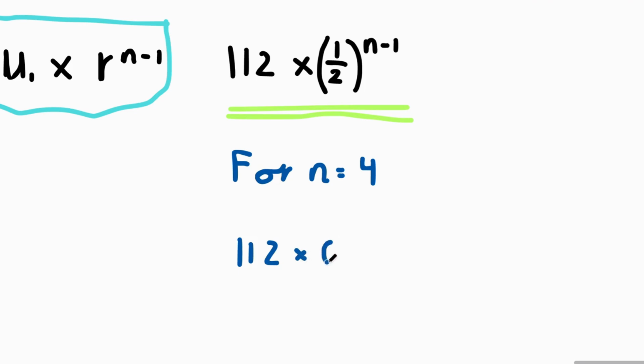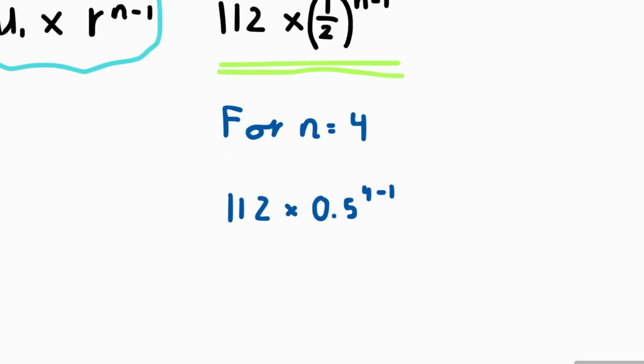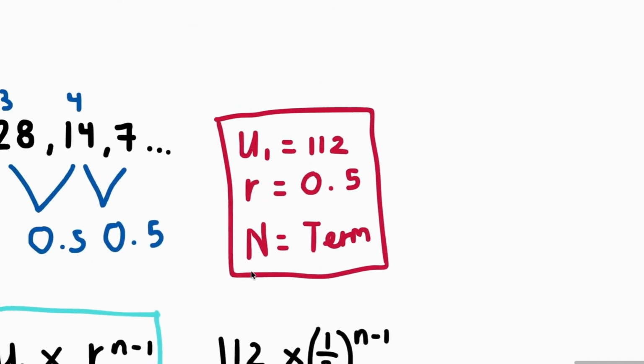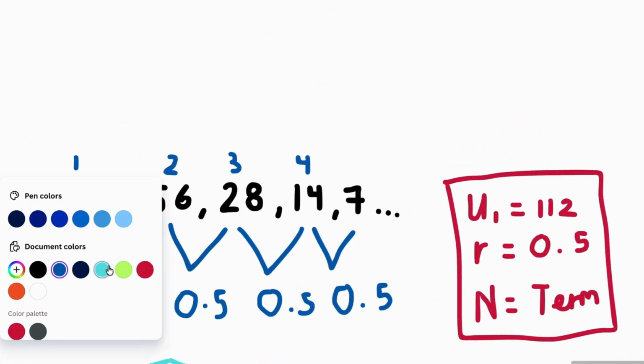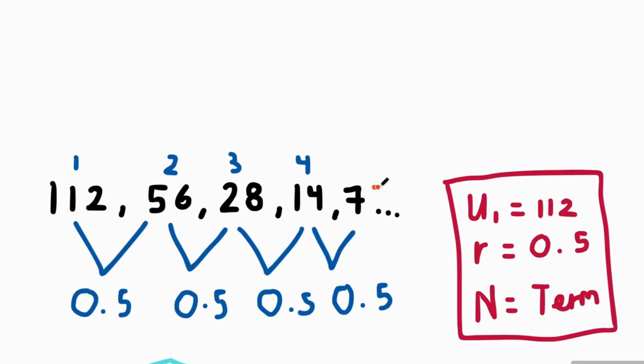So 112 times 0.5, I'm going to write it as a decimal now, to the power of 4 minus 1. 4 minus 1, we know that that's 3, so I'm just going to write 3. And this, you can do it on the calculator or however you want, but it is 14. I don't want to waste that much time doing that for time purposes.